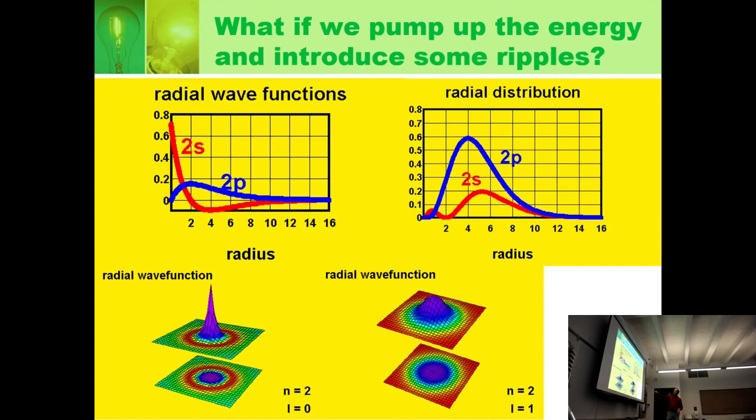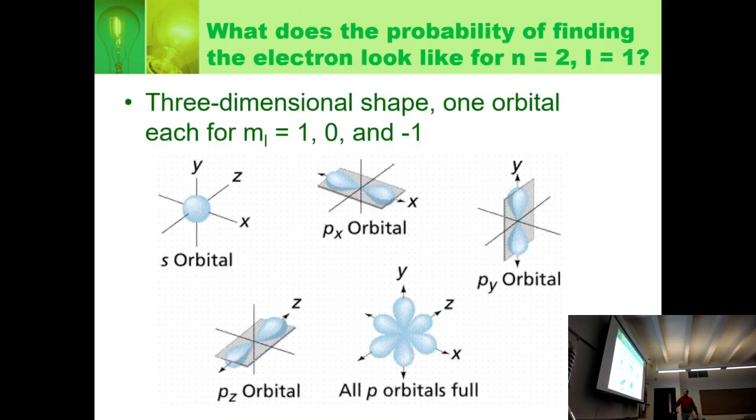When you do those in 3 dimensions, actually when you take the 2p and you do it in 2 dimensions, it looks like this. When you do it in 3 dimensions, it looks like the little balloon. Do you remember p orbitals? Their shape comes from this equation. And so, here it is.